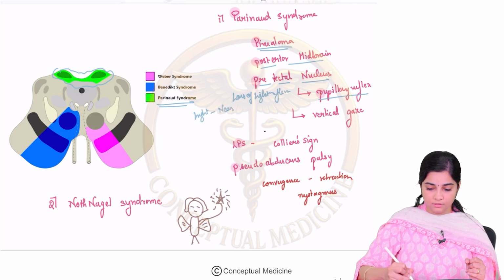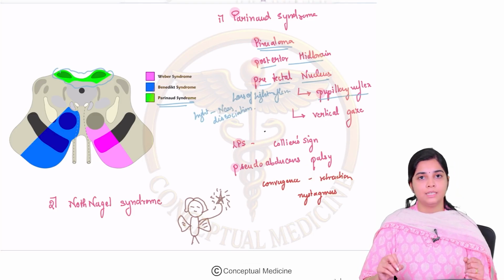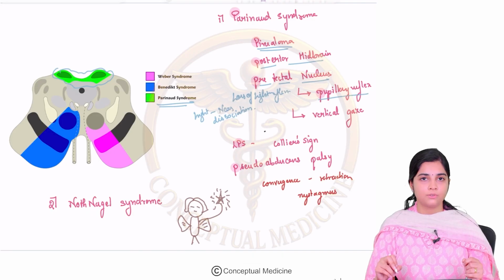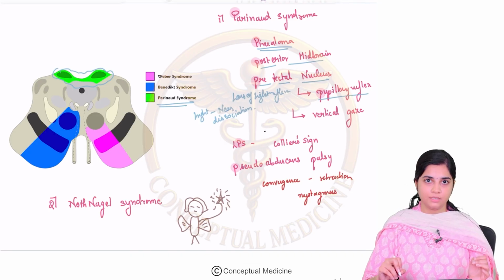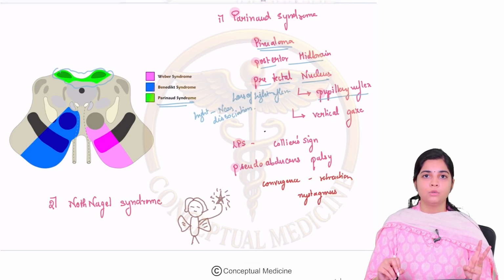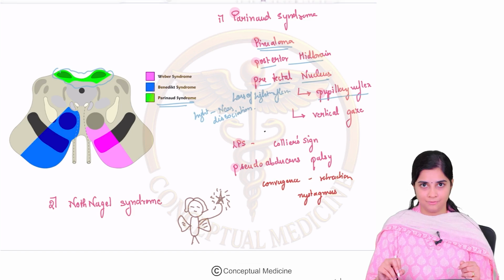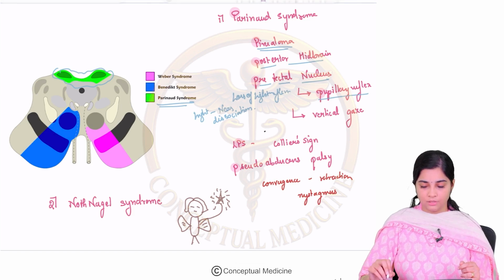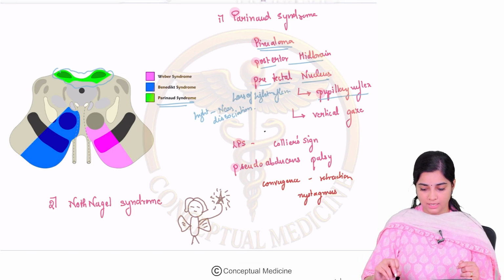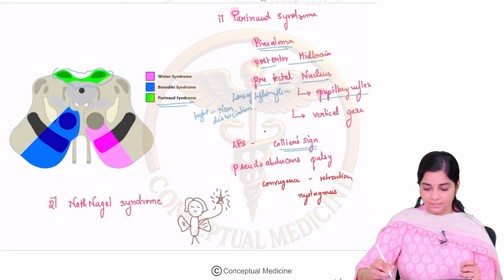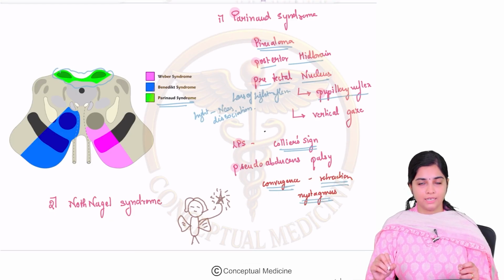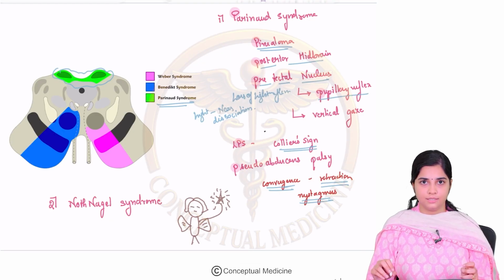But the accommodation reflex is present, and this is what we call light near dissociation. So in Parinaud syndrome, you will have light near dissociation because of pretectal nucleus involvement. So Parinaud syndrome: pinealoma, posterior midbrain, pretectal nucleus involvement. Then you have two important signs, which are Collier's sign and convergence retraction nystagmus.